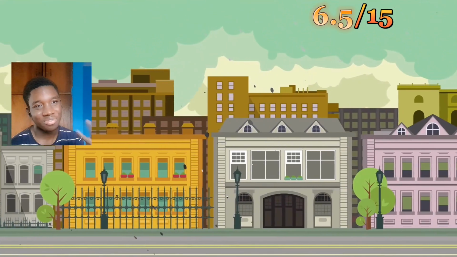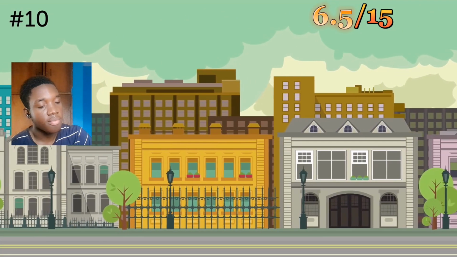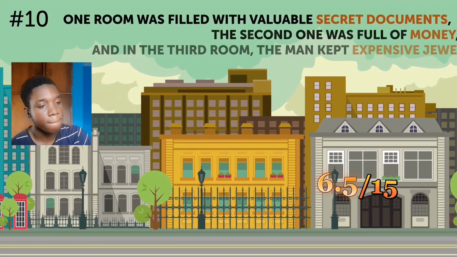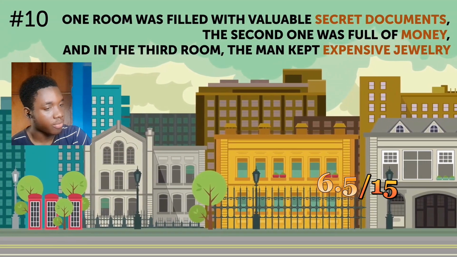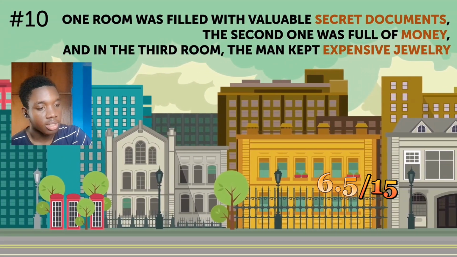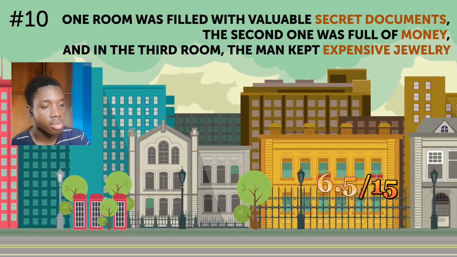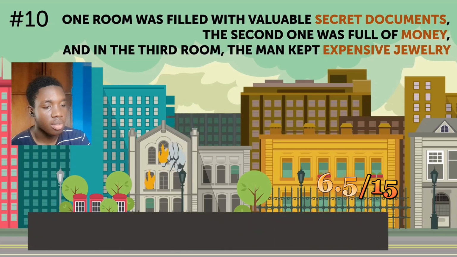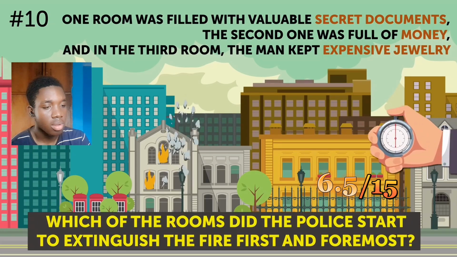Well, close enough. 10. There were 3 highly important rooms in the house of an extremely important man. One room was filled with valuable secret documents. The second one was full of money. And in the third room, the man kept expensive jewelry. But one day, an arsonist set the house on fire and all the highly important rooms burst into flames. Which of the rooms did the police start to extinguish first and foremost?